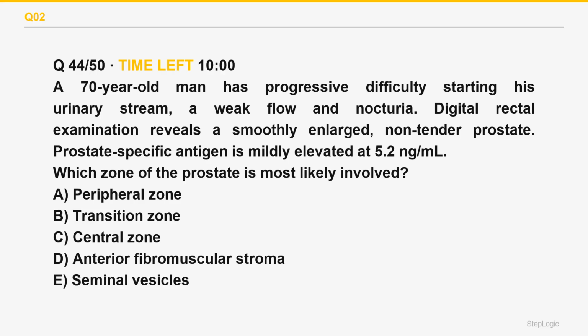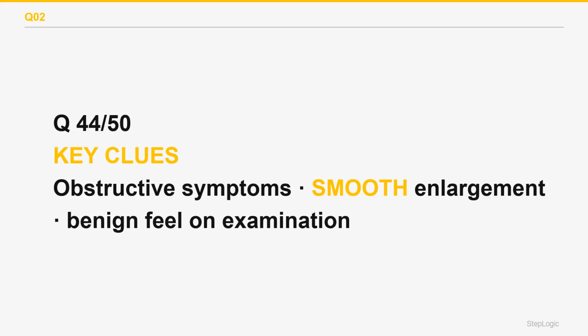Read the command, which zone? Benign hyperplasia and carcinoma arise in different parts of the prostate, and that anatomy explains their different presentations. Benign prostatic hyperplasia arises in the transition zone, which surrounds the urethra, so even modest enlargement compresses the urethral lumen and produces the obstructive symptoms of hesitancy, weak stream, and nocturia early in the disease.